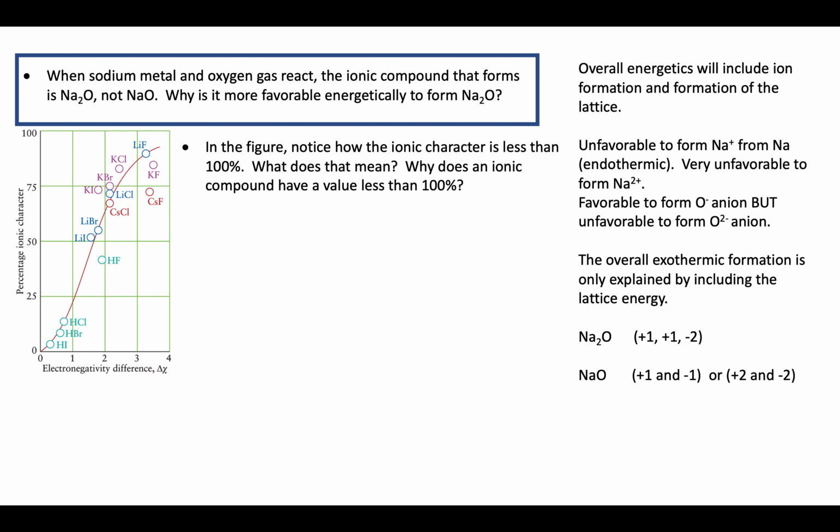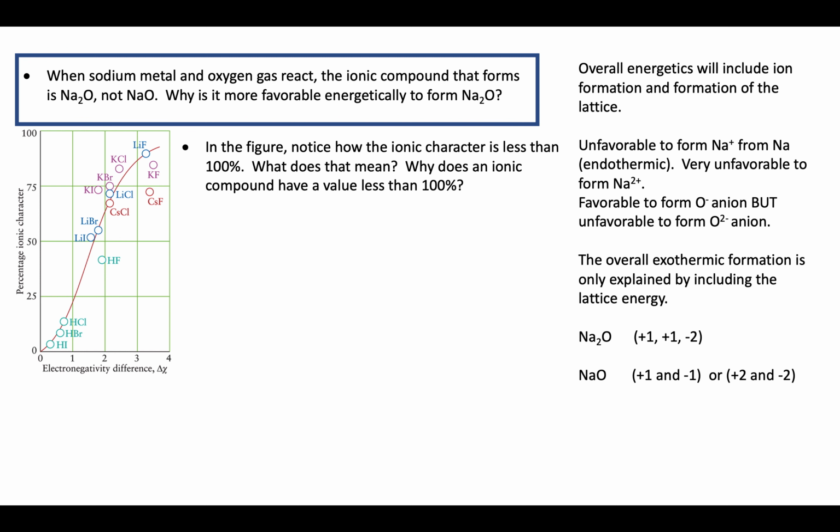How about the oxygen? It's favorable to add 1 electron to oxygen. It has a favorable electron affinity for adding 1 electron, but it's unfavorable to form the oxygen 2 minus anion. Adding a negative charge to something that's already negative like an anion is unfavorable. The overall exothermic formation of the ionic compound is only explained if it includes consideration of the resulting lattice energy.